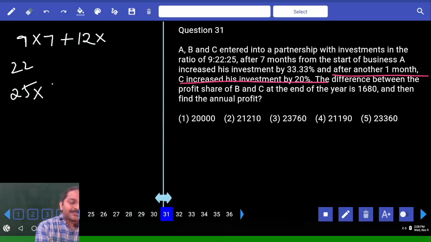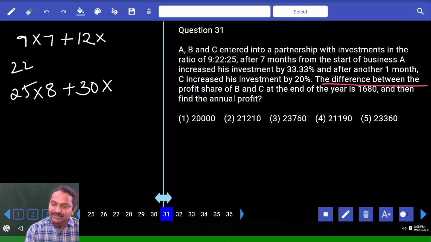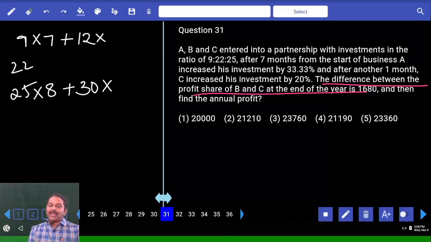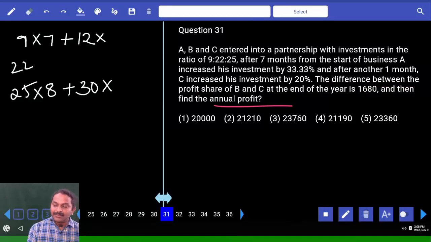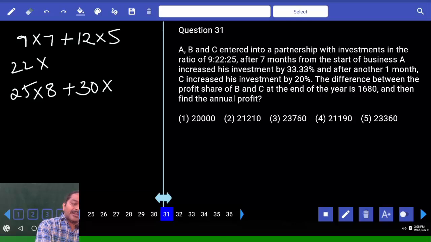So the initial investment of C is there for 8 months. 20% of 25 is 5, so it increased to 30. The difference between the profit share of B and C at the end of the year is 1680. Then what is the annual profit? The business ran for 12 months, 1 year. So 7 months over, remaining 5.